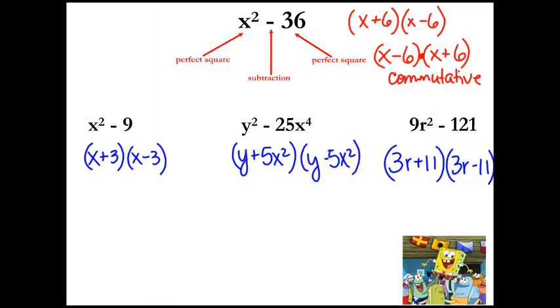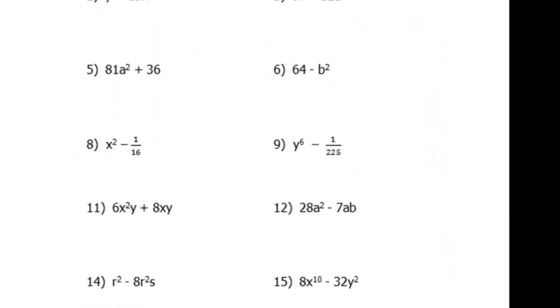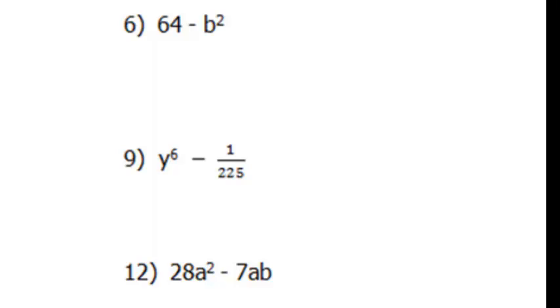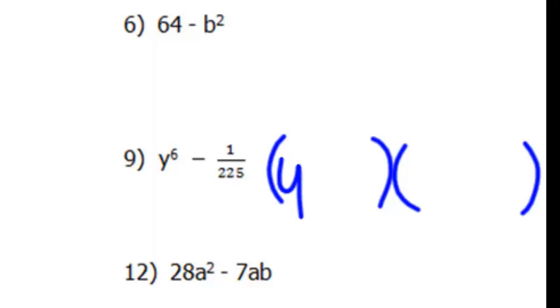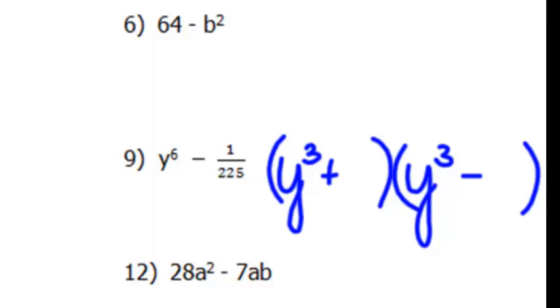Hopefully you did well, and what I'd like you to do at this point is take a look at, let's say, question number 9. What do you think about that question? You're probably not liking the fraction very much, but is y to the 6th a perfect square? Sure. Is 1 over 225 a perfect square? It is. So I take the square root of my first term. That's my first term in each factor. One's a plus, one's a minus. The square root of 1 over 225 is 1/15. Don't be intimidated just because it has a fraction.